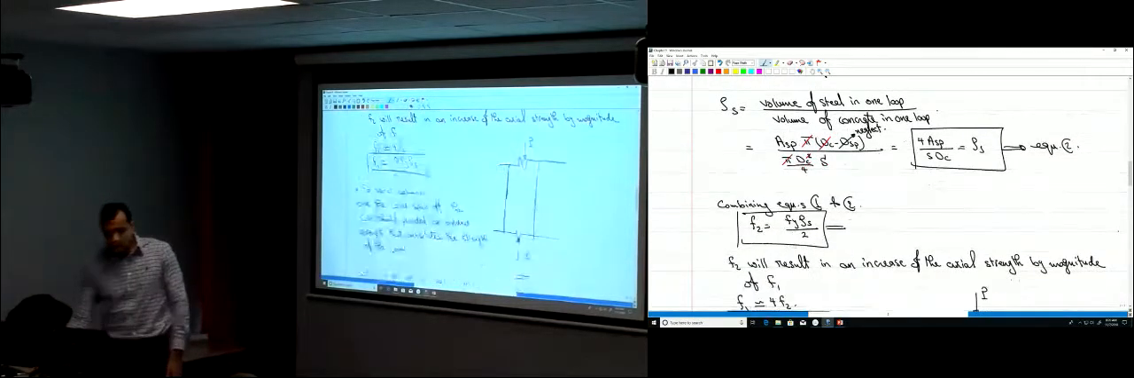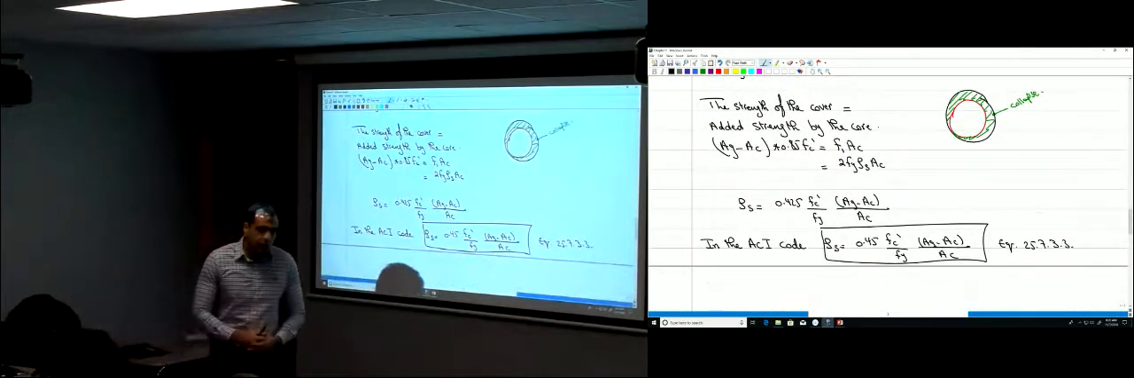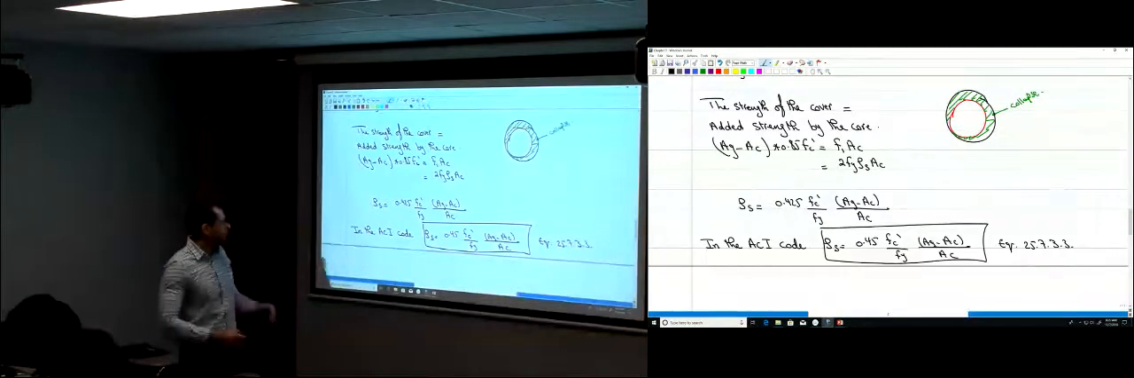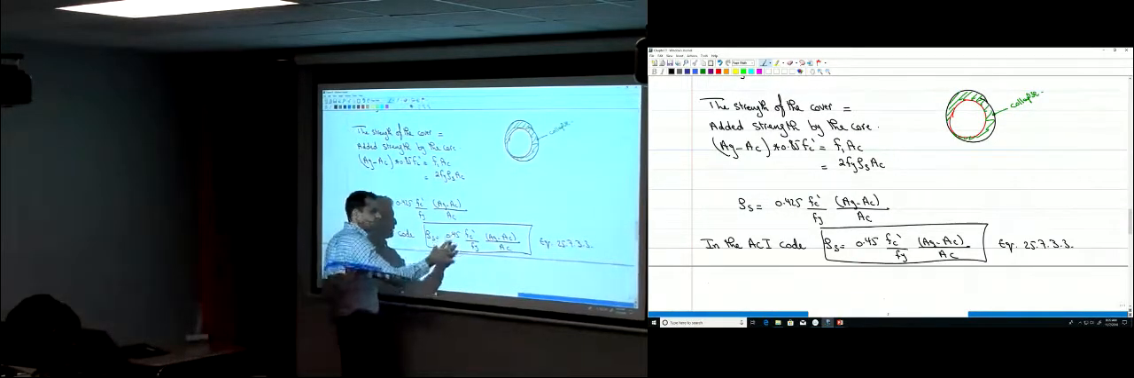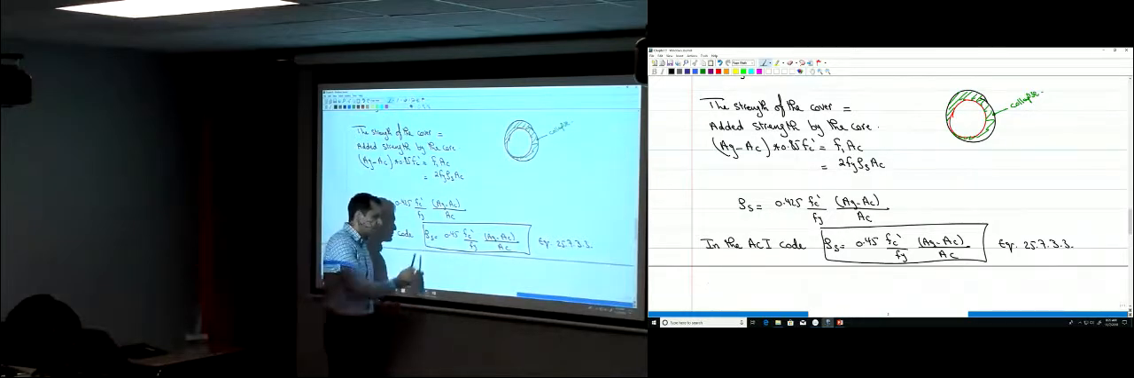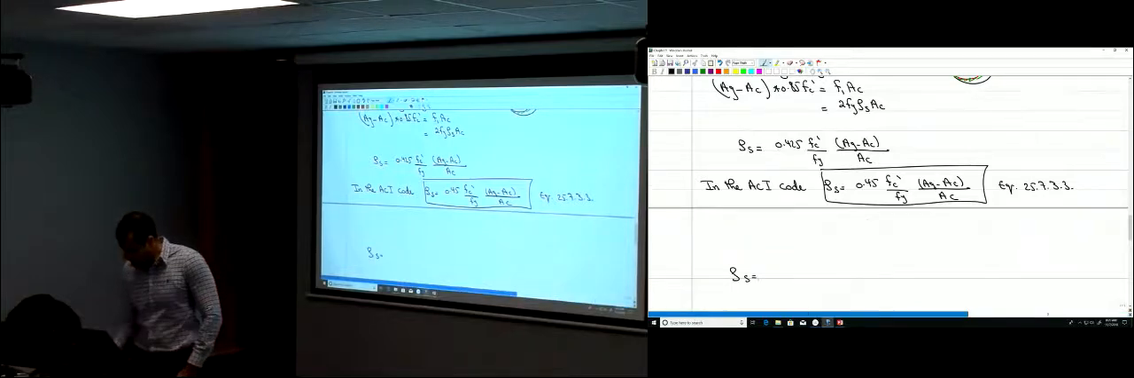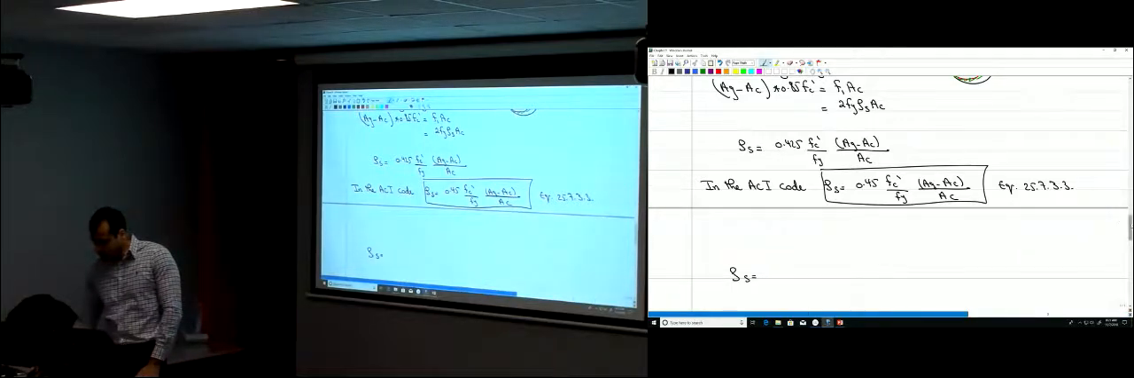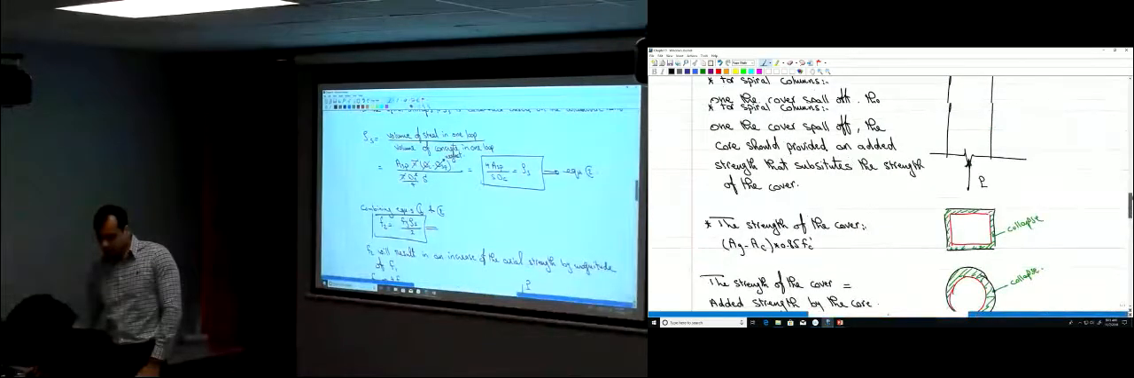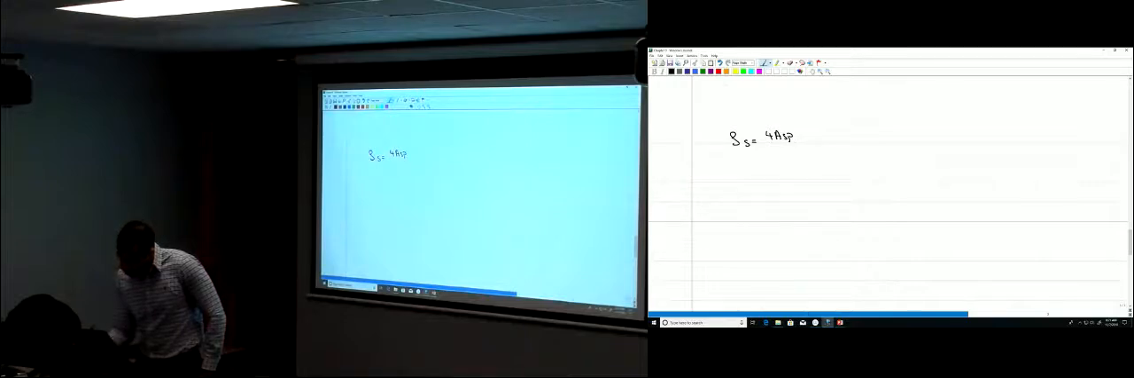So now, that's the design of the spirals. The spirals in a circular column have to adhere to that equation. Its spacing or its pitch, the S, and the area of the spiral have to be calculated from this equation, because this rho S is simply from the equation that we just wrote. Rho S is 4 area spiral divided by SDC.